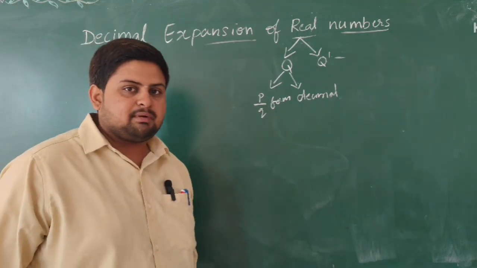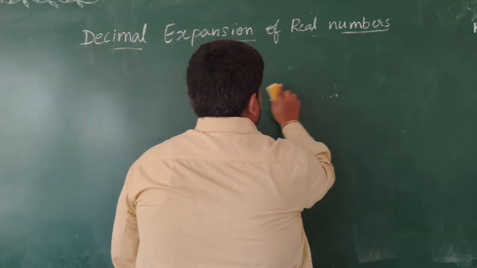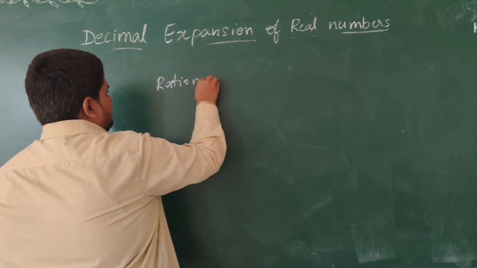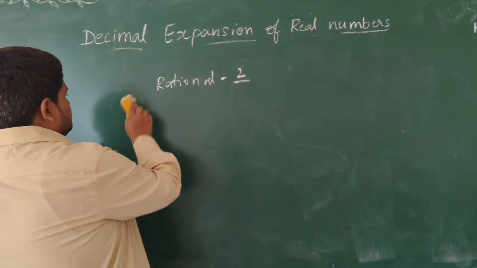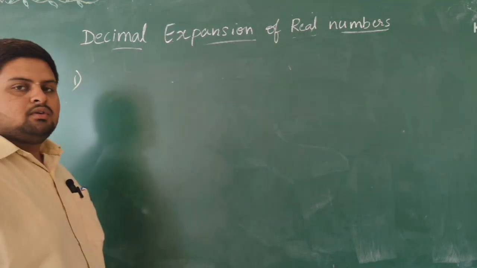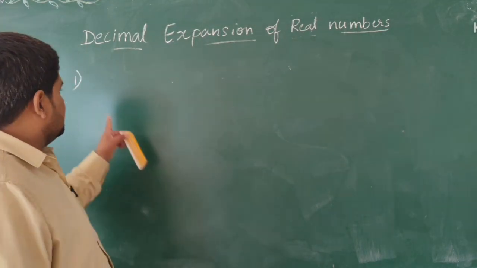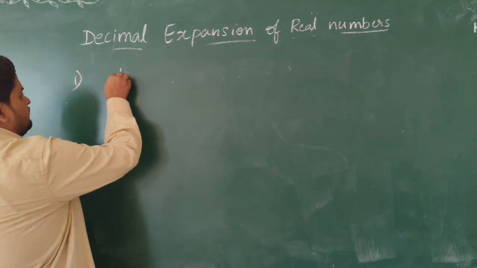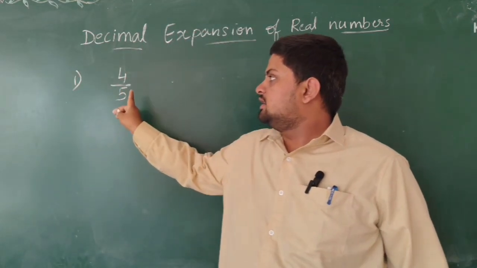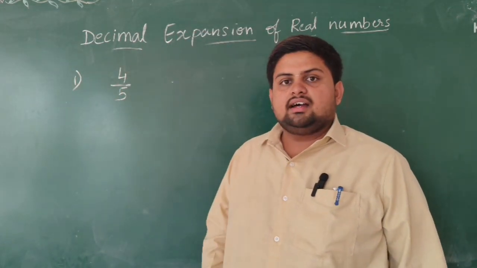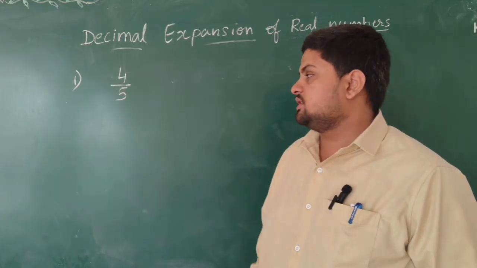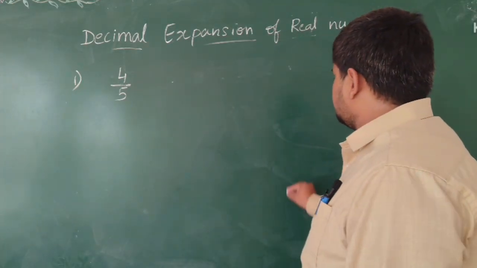Let us look at the decimal expansion of these numbers. For example, I will take a rational number. For example, I take 4 upon 5, 4 divided by 5. All of you know that 4 by 5 is a rational number because it is written in the form p by q, where p and q are integers and q is not equal to 0. Now let us try to write the decimal expansion of this number.